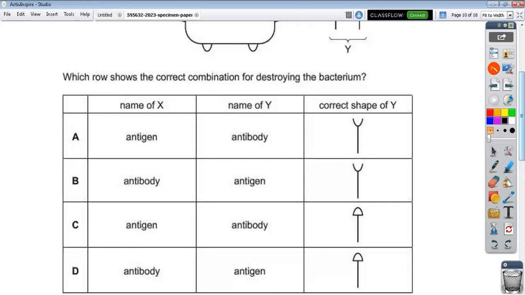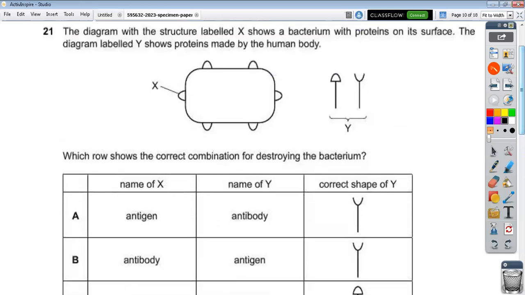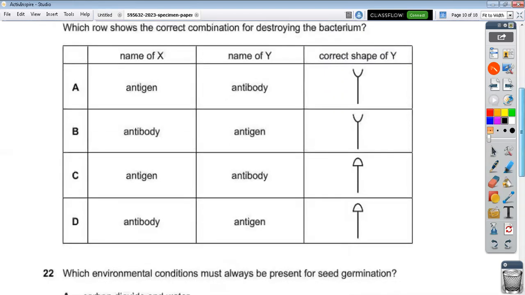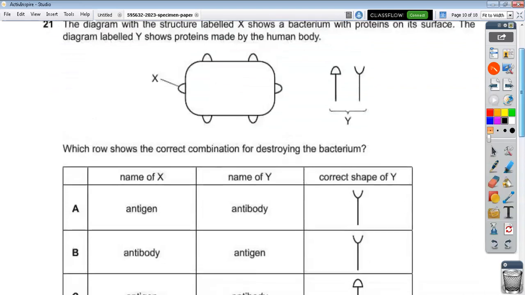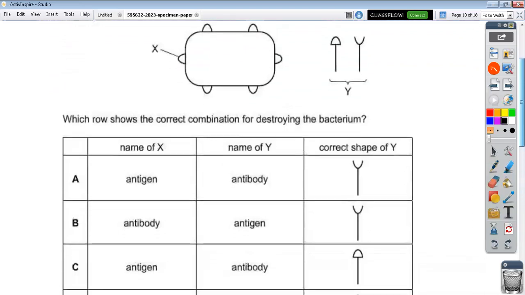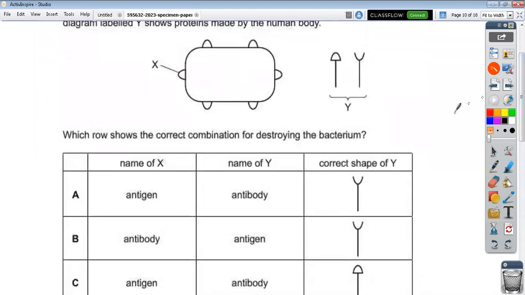So please could you go up to the diagram again? Okay, there. X. Is it A? X is an antigen. I'm sure we agree first that X is an antigen. Then Y is the antibody. Then the shape of that, because it has to fit into this. That's correct. Clear?